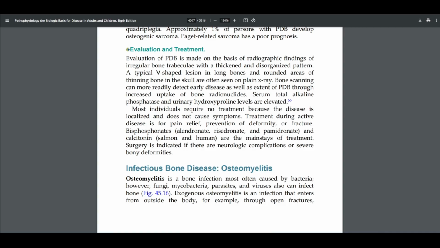Most individuals require no treatment because the disease is localized and does not cause symptoms. Treatment during active disease for pain relief and prevention of deformity or fracture, with bisphosphonates and calcitonin, are the mainstays of treatment. Surgery is indicated if there are neurologic complications or severe bone deformities.